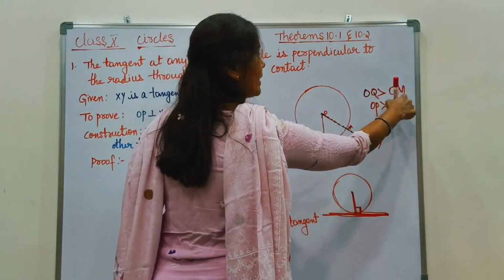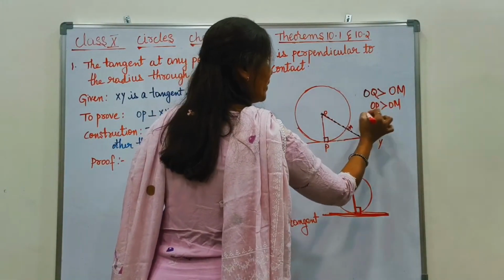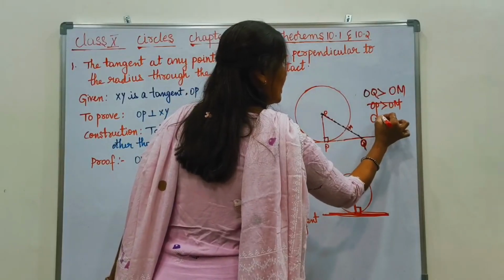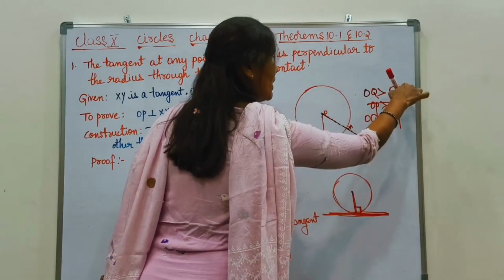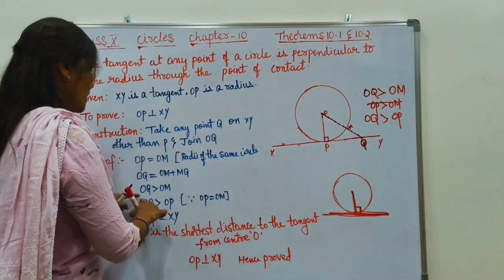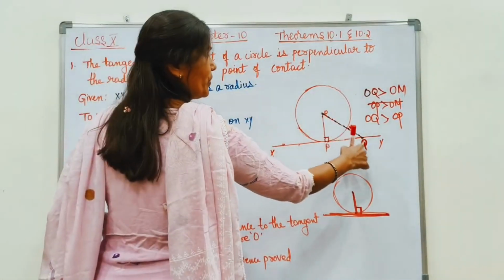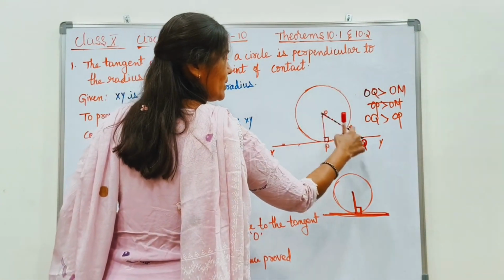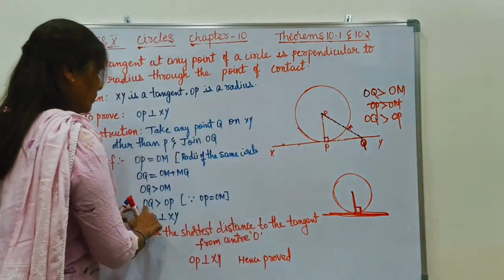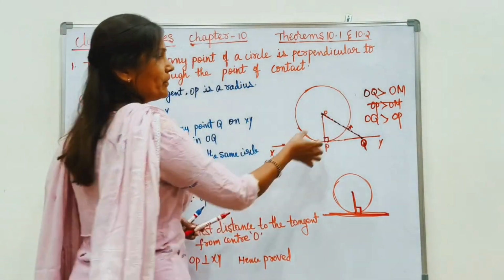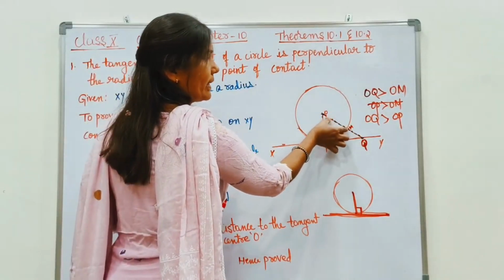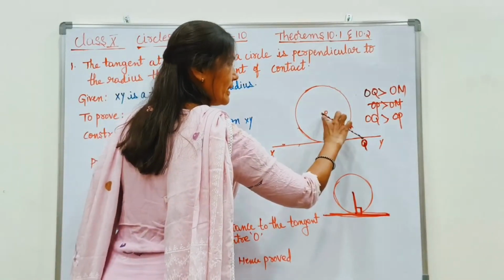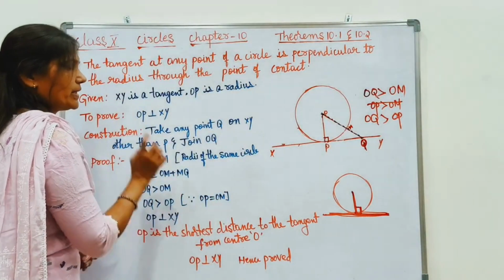See here, OQ is greater than OM, which means OQ is greater than OP also. OM is equal to OP, so OQ is greater than OP. Why? Because this length is the same. OQ is greater than OM means OQ is greater than OP also. You write these two points.